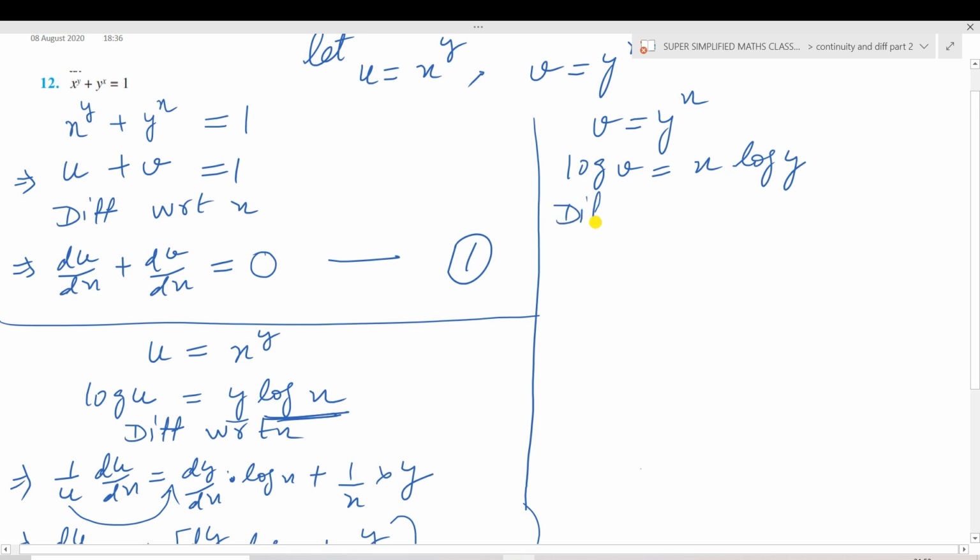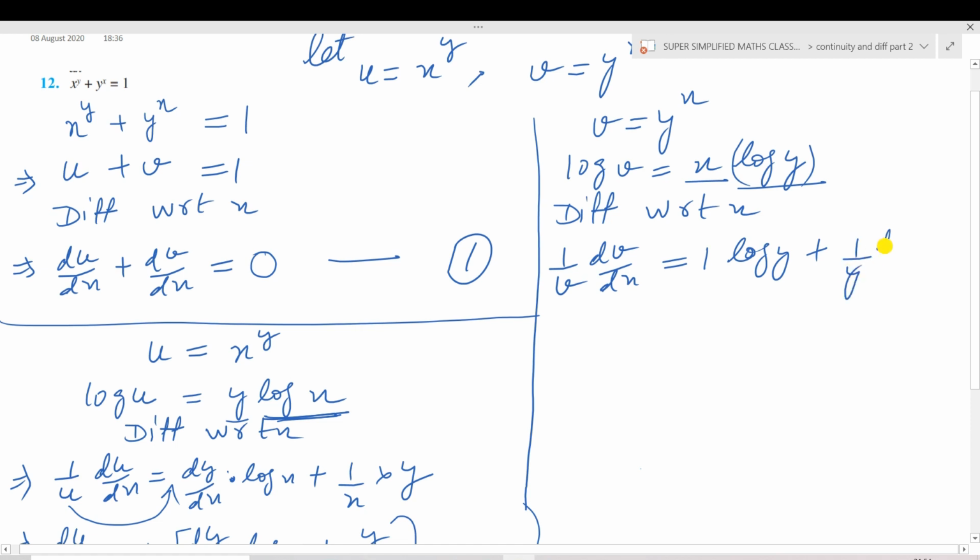Now differentiating both sides with respect to x, so we get 1 by v dv by dx, since we are applying chain rule, and on right hand side we apply product rule. Derivative of x is 1 into log y plus derivative of this log y will be 1 by y dy by dx, since we are differentiating with respect to x, into x. So now we have to find the value of dv by dx.